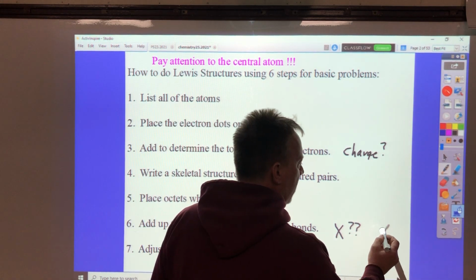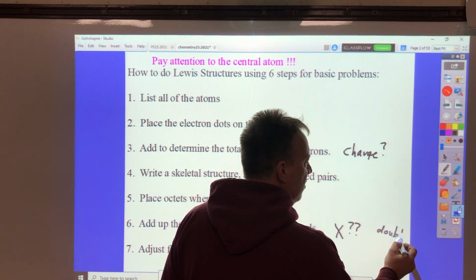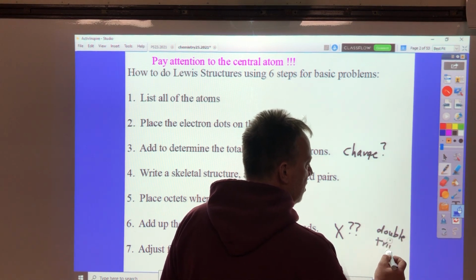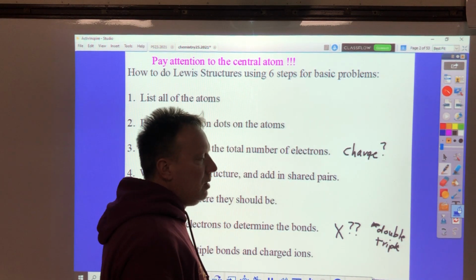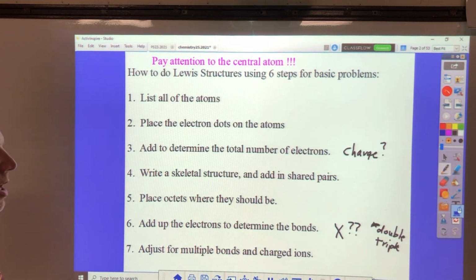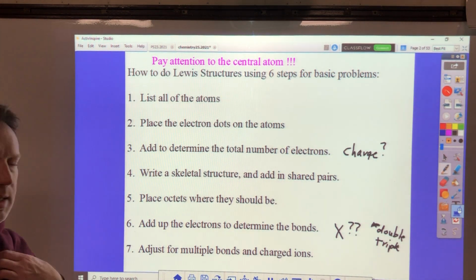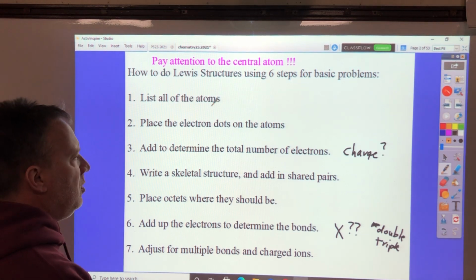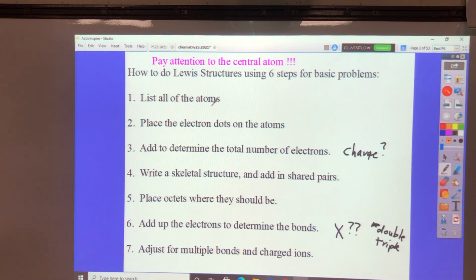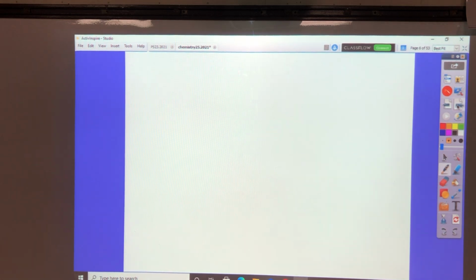We have a double bond to fix it, or in some cases you have a triple bond, but in the case of nitrate, you get a double bond to fix it. So those things that are going to happen are going to be different than these 6, 7 steps. Let's just walk it through the way we know how to do it. This is going to be like, how am I going to remember to do all this? Once we do some more of these, you'll be okay. You've got to list all the atoms, put the electron dots on there, and add to determine the total number of electrons.